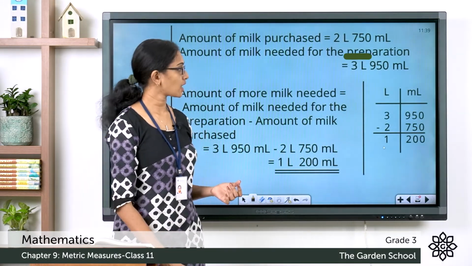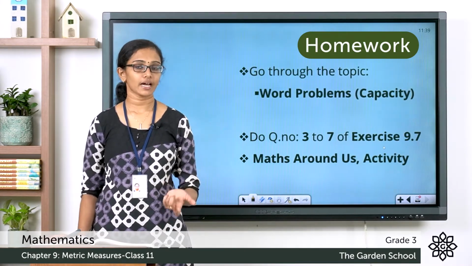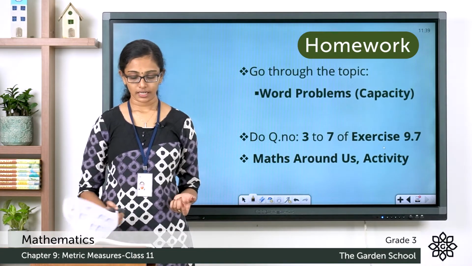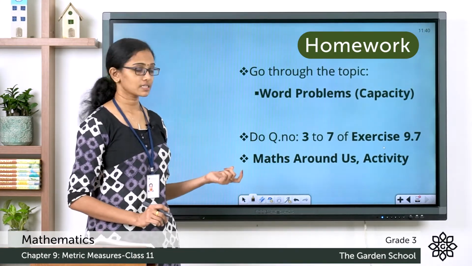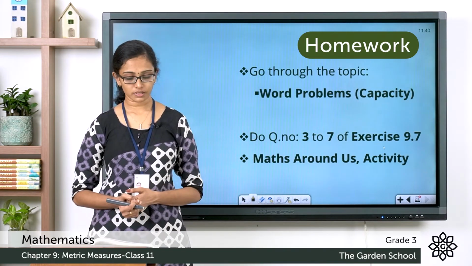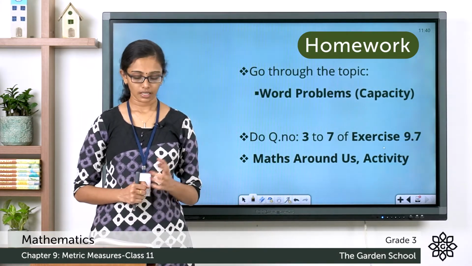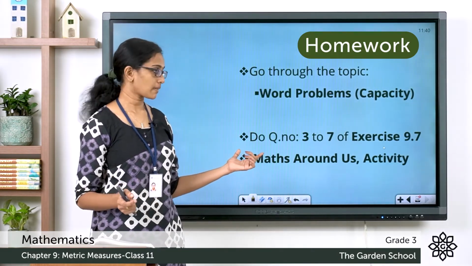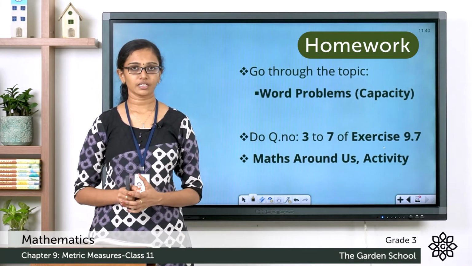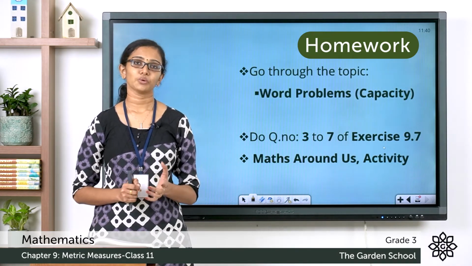Now you have to go through the topic word problems involving capacities on page number 129 of your textbook. Then move on to exercise 9.7 and you have to work out the questions, question number 3, 4, 5, 6 and 7. These are word problems. You have to write down the question and work out the answers in your notebook. Then below that you can see a heading Maths Around Us, and on the next page, page number 131, you can see an interesting activity to prepare fruit punch. Go through it and do accordingly.